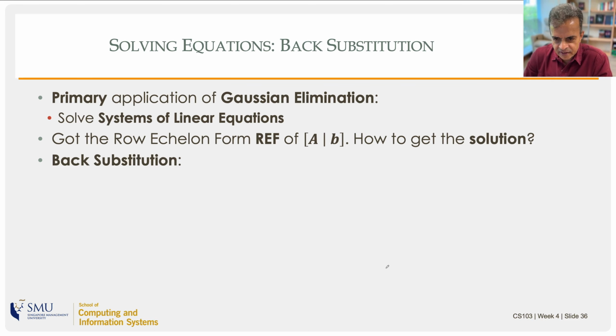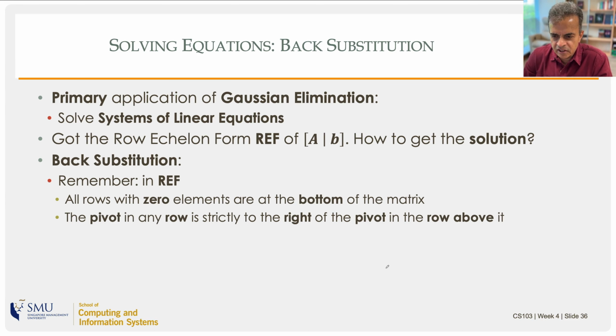We can see that by just looking at the structure of the row echelon form. Remember, in the row echelon form, all rows with 0 elements, the 0 rows, are supposed to be at the bottom of the matrix. Those equations just read 0 equal to 0. So those things are useless. Of course, if there is any 0 equal to non-zero, then you cannot solve at all. Then you can just say that there are no solutions.